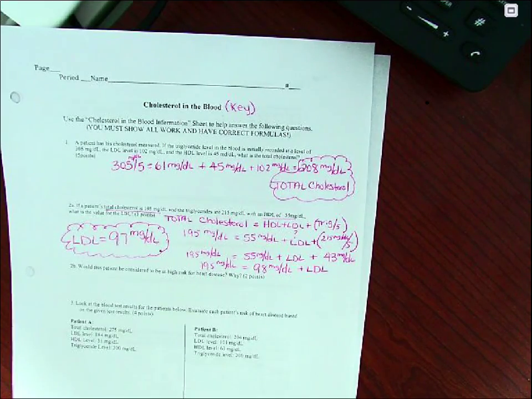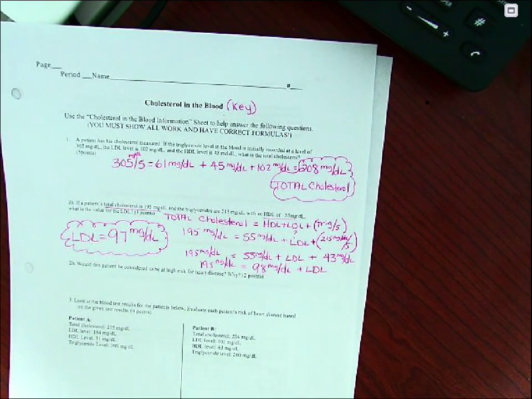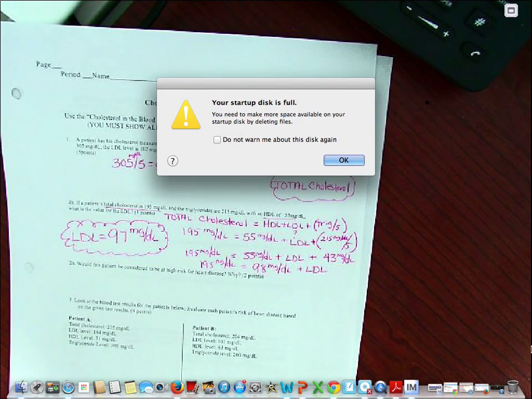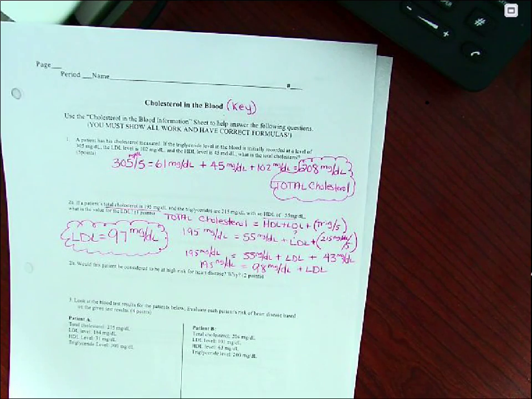Are they at high risk? No. No, why? Good cholesterol and bad cholesterol. So it says bad cholesterol on your paper, low LDL. Good cholesterol, high HDL. So cholesterol levels should be what?